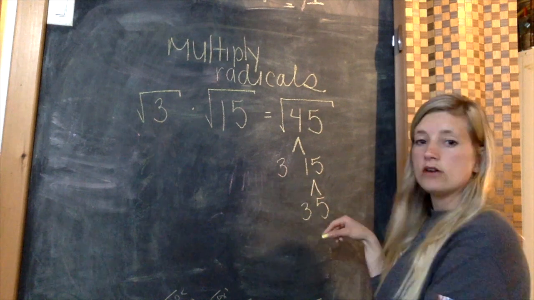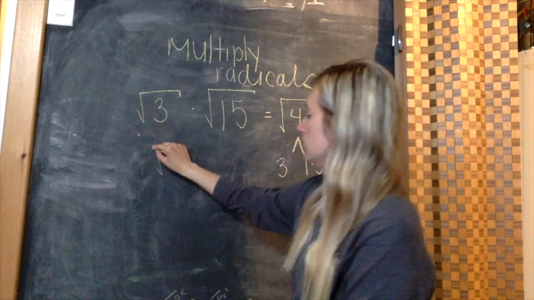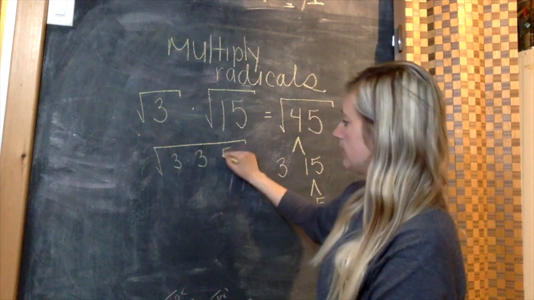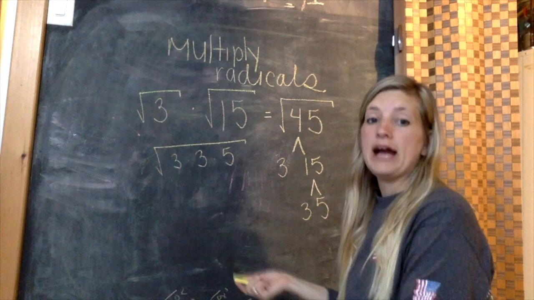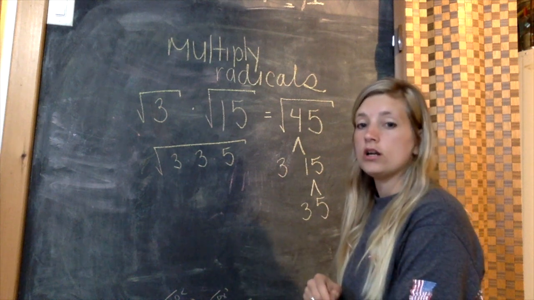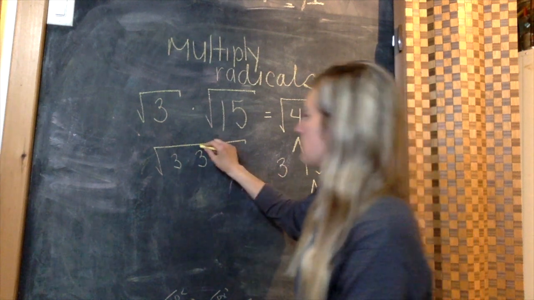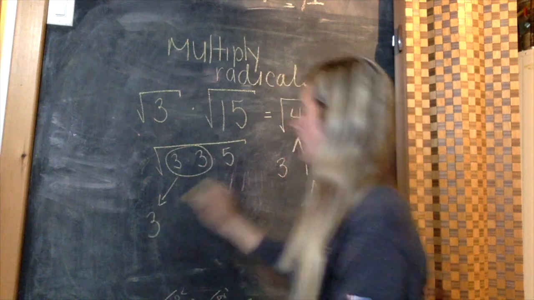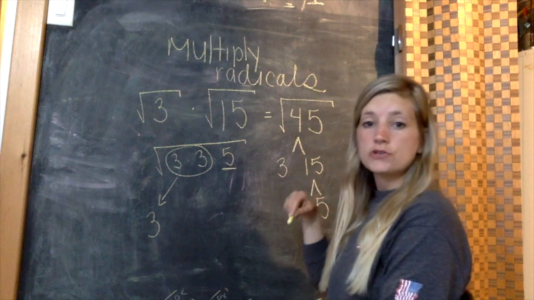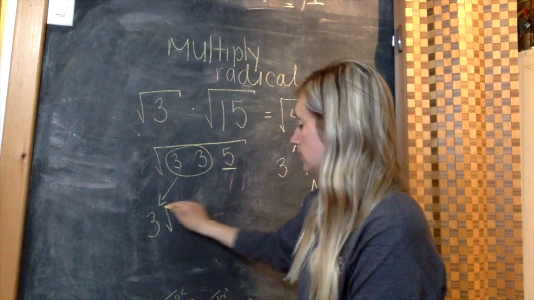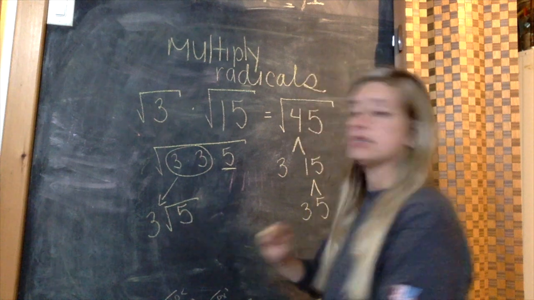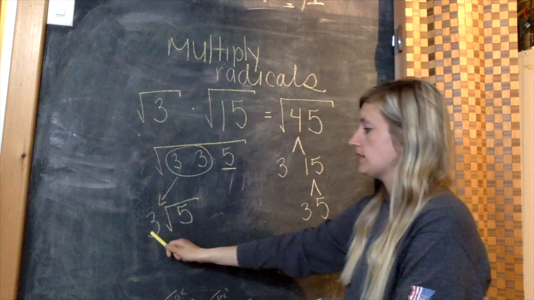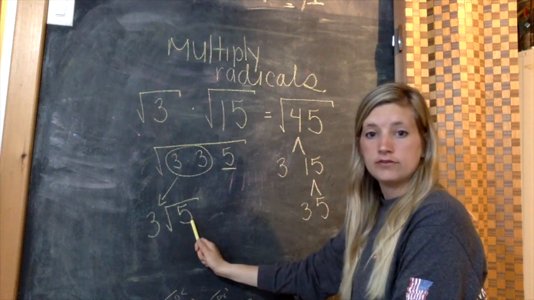Okay, so that's as far down as it can go. So now you're looking at 3 times 3 times 5. And then it goes back to what we did last week. So we look for a pair. So I see a pair of 3s. So that's going to go out front. And there's no match for that. There's no other 5 to go with it. So the 5 is stuck under the radical. So radical 3 times radical 15 is 3 radical 5.